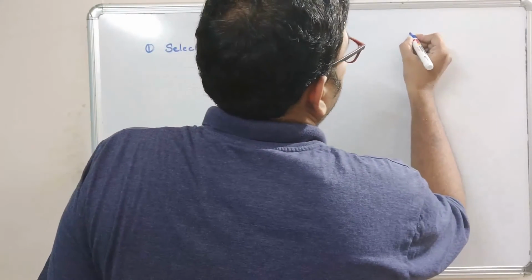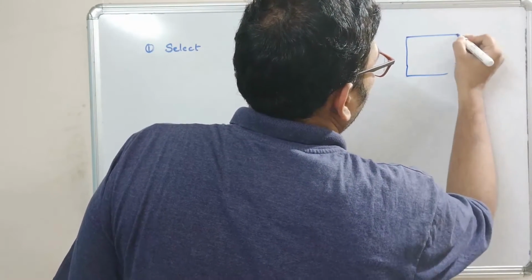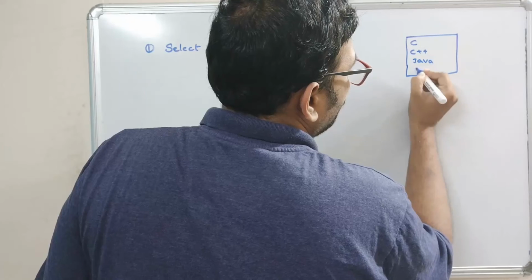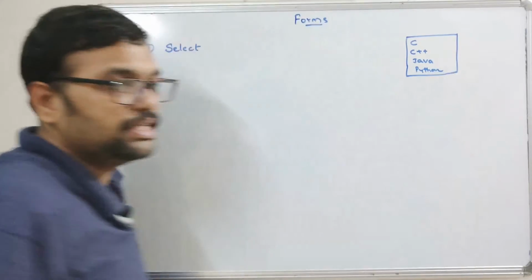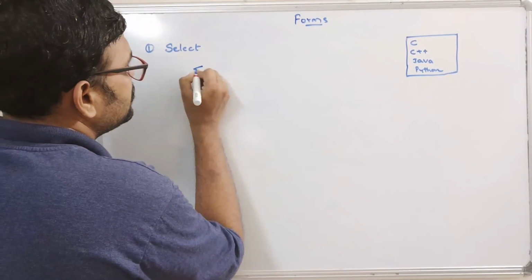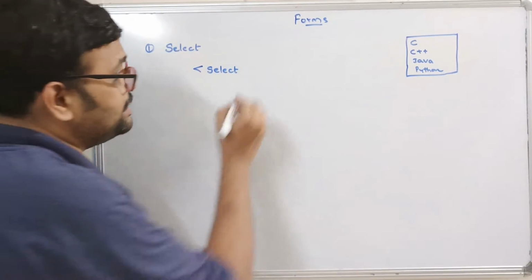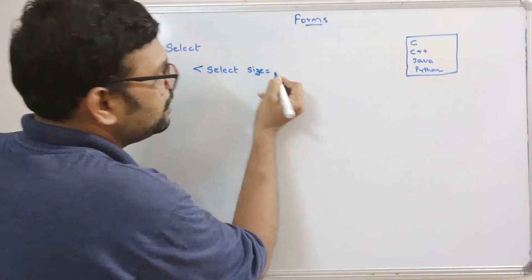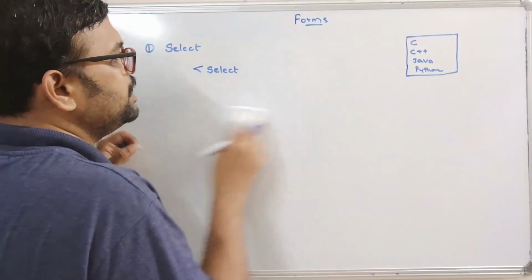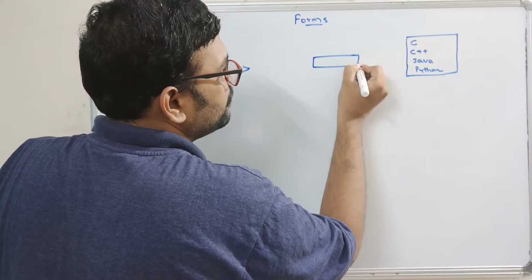So if you want to display here like this C, C++, Java and Python, right? If you want to display all these things, then we can go with this select one. Okay, so there is a tag called select, and here there is an attribute called size. So we can specify the size so that the number of elements will be displayed. By default the size will be 0, so automatically this will be selected, right?